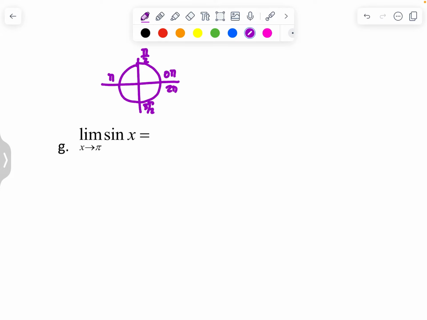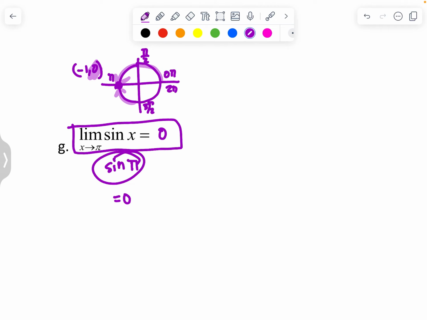We know that pi is on this far left side, so we could consider, okay, what's our value there as x approaches pi from the left and the right? Well, sine of pi, we plug it in. We know sine of pi is going to be, this is the coordinate, -1, 0. Since sine is the y value, we're going to be concerned with the 0, and that's what this would be equal to, 0. So the limit as x approaches pi for sine of x is equal to 0. And we could see that with the graph because from the left and the right, or in this case, like the top and the bottom, it approaches 0.